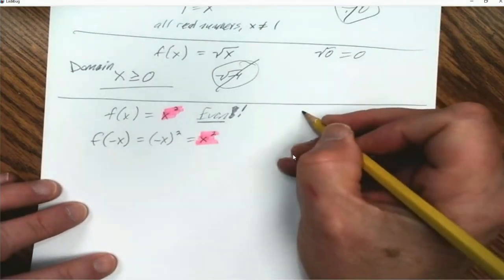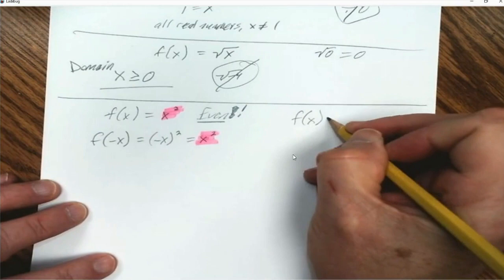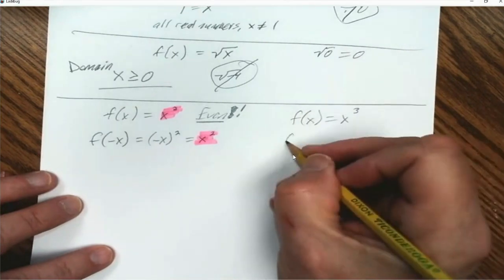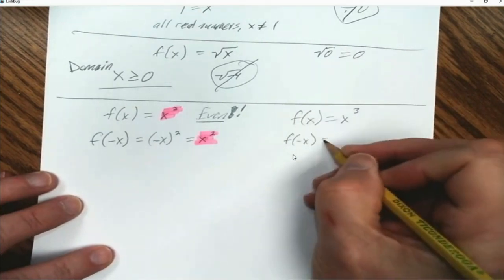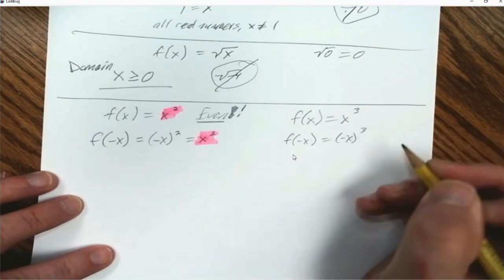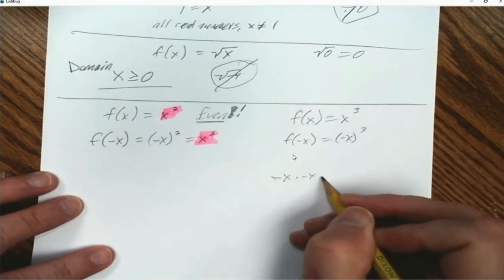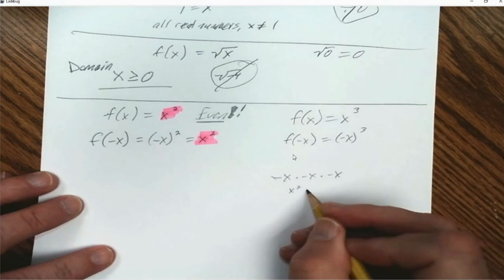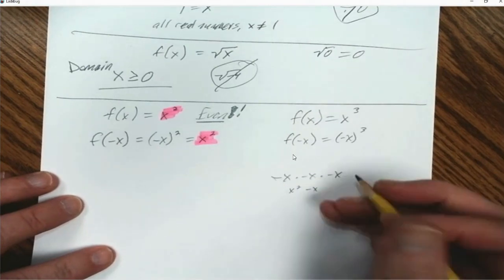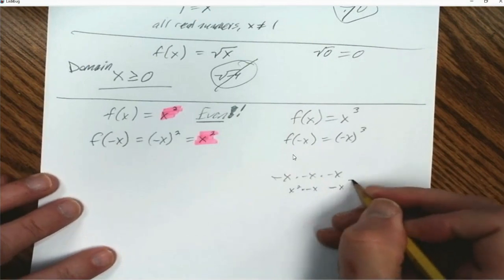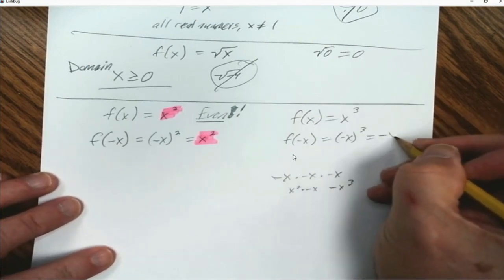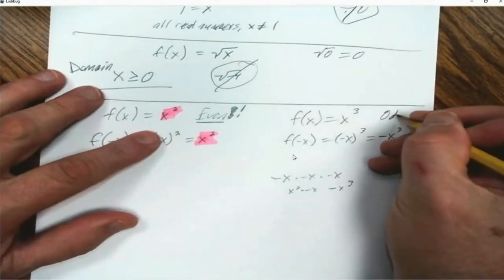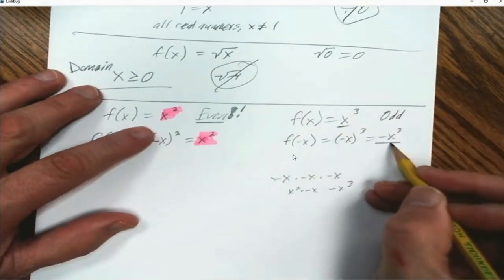Let's look at what happens if it's odd. For example, x to the third. Odd. Well, let's put negative x into it and see what we get. So what's negative x times negative x times negative x? Negative x times negative x is x squared. x squared times negative x is negative x to the third. So this equals negative x to the third. It's the opposite. So this is odd. We get the exact opposite equation.